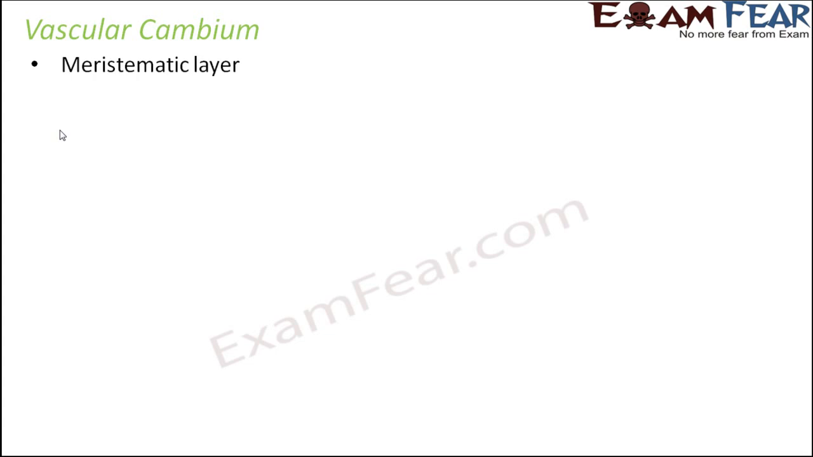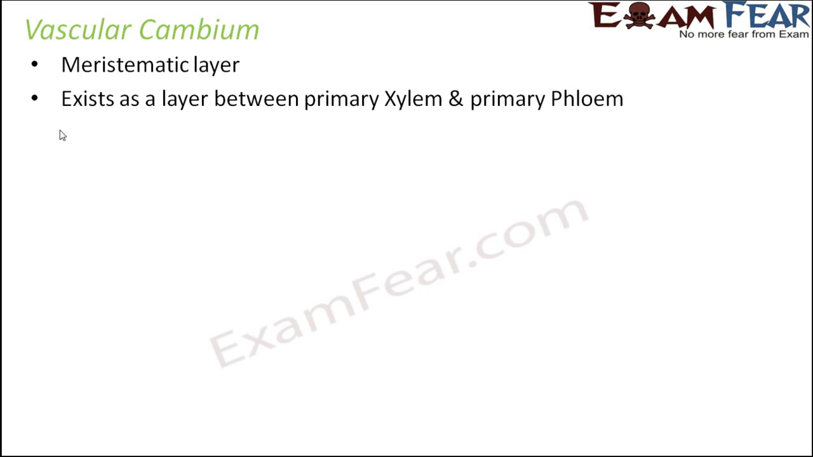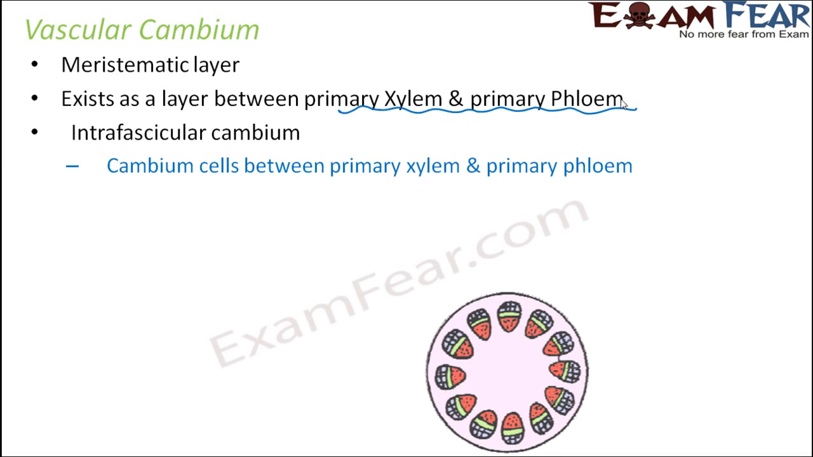This is a meristematic layer, that is very obvious because it is capable of cell division and it is going to give rise to many new cells. So it has to be a meristematic layer. It exists as a layer between primary xylem and primary phloem, and that is why it is called vascular cambium, because it is present between the vascular tissues. So this is also called intravascular cambium. Now I will show you the function of vascular cambium step by step, how vascular cambium results in secondary growth.